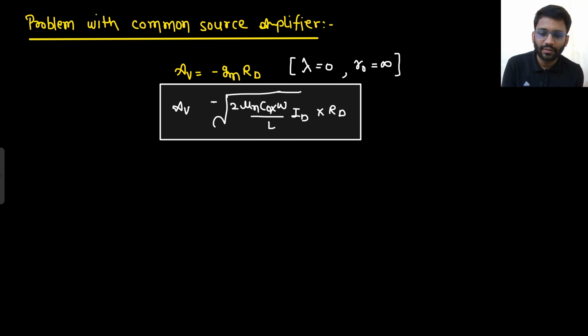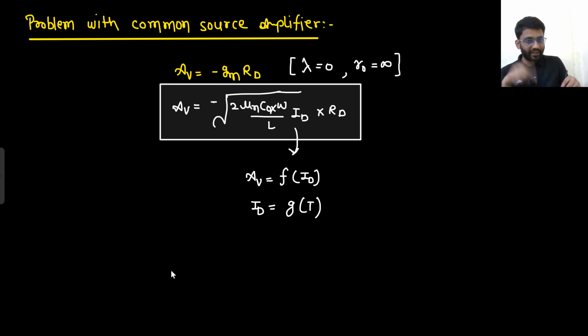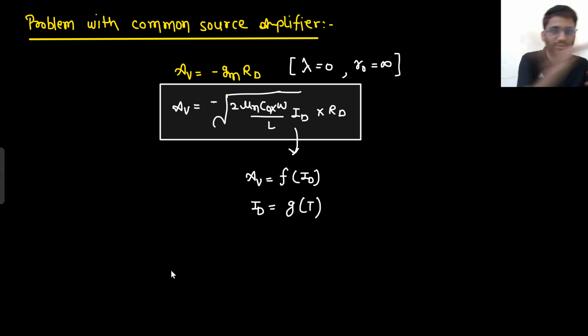This is your gain. Now, your gain is a function of ID. And your ID is a function of temperature. So if the temperature changes, your ID will change. And if ID changes, then your gain will change. And this is not what you want. You want a constant gain.